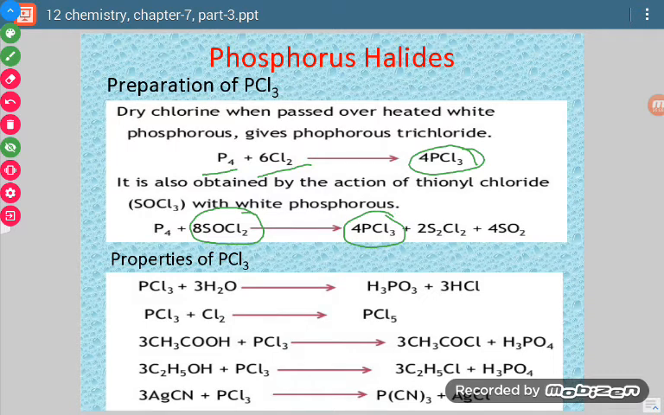Okay, now whichever way we prepare it, when we react it with water, there is formation of phosphorus acid. H3PO3 is phosphorus acid, and when it reacts with chlorine, it forms phosphorus pentachloride. When acetic acid reacts with phosphorus trichloride, then there is formation of acetyl chloride. Okay, with ethanol it forms chloroethane along with phosphoric acid. With silver cyanide it forms silver chloride, along with cyanide of phosphorus.